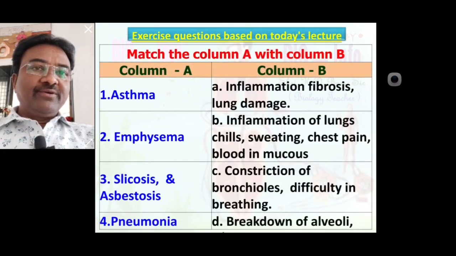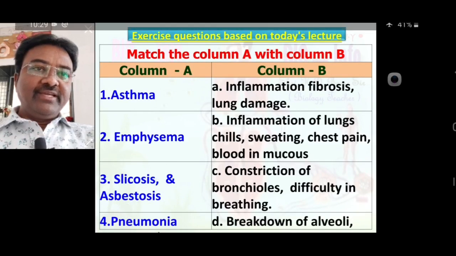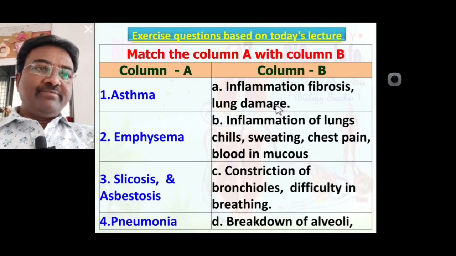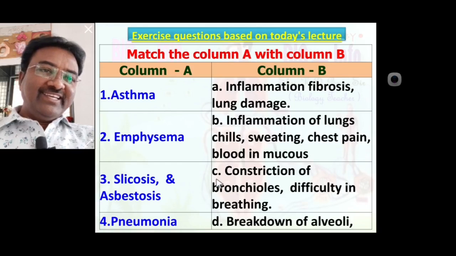Match column A with column B. In column A: asthma, emphysema, silicosis, asbestosis, pneumonia. In column B: inflammation and fibrosis of lung damage, inflammation of lung, chills, sweating, chest pain, blood in mucus, constriction of bronchioles, difficulty in breathing, breakdown of alveoli. In column A, asthma, number 1, matches with constriction of bronchioles and difficulty in breathing, symptoms seen in asthma. So 1 is matched with C.